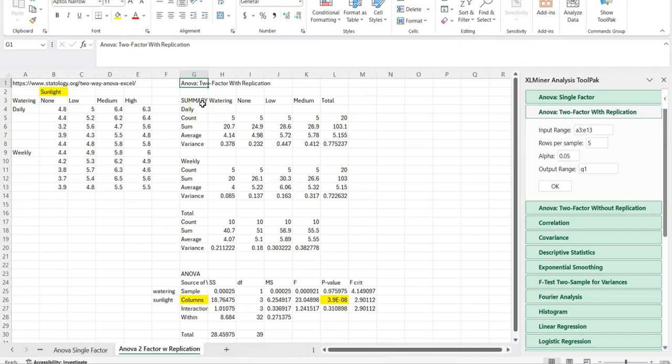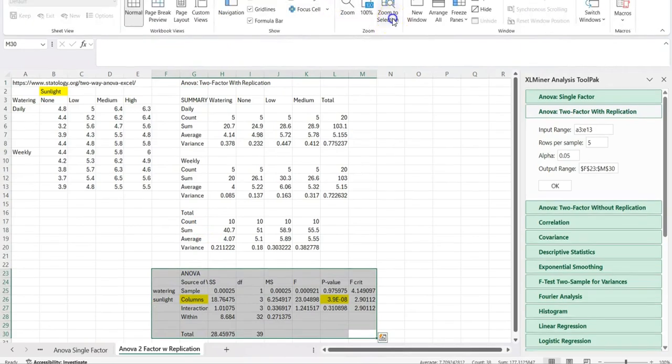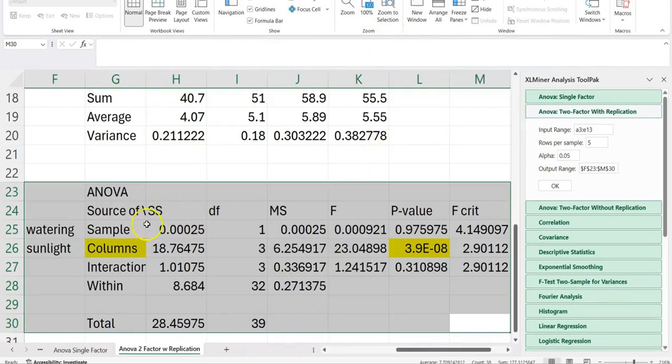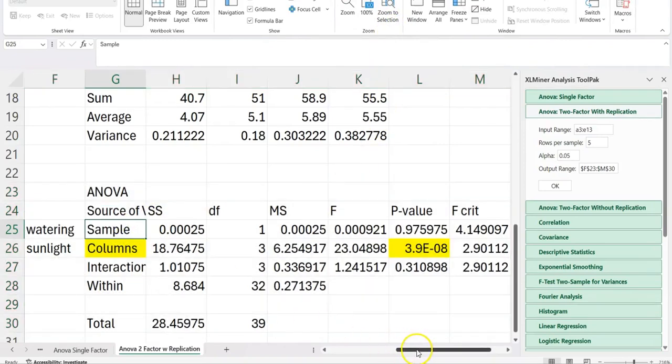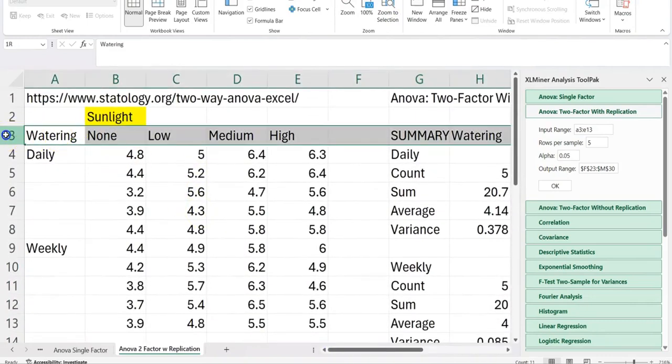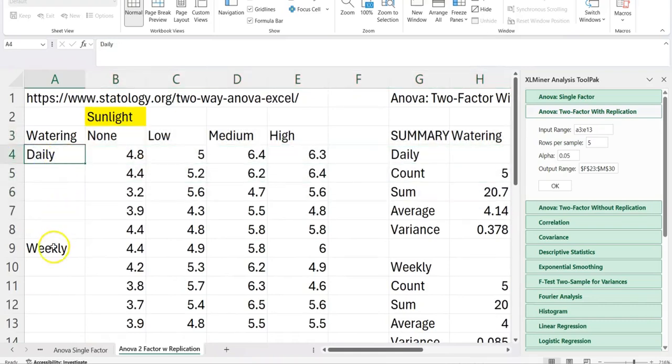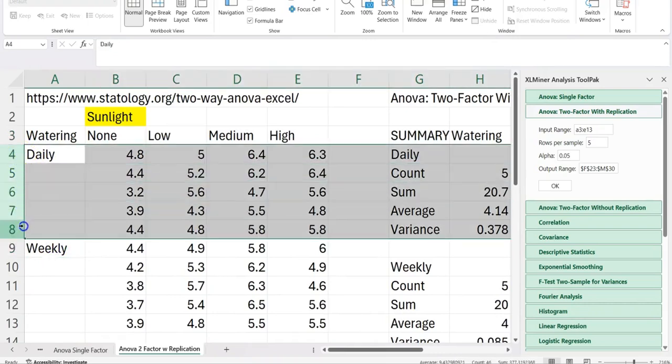First will be a summary of the daily watering count, sum, averages, variances, the weekly, and the total. And then the Anova. So let me zoom into this area here. For this particular area, the sample is the watering, or the rows area. So going back and looking at how the data was set up, the watering was either daily or weekly, and that was set up with these 5 rows.